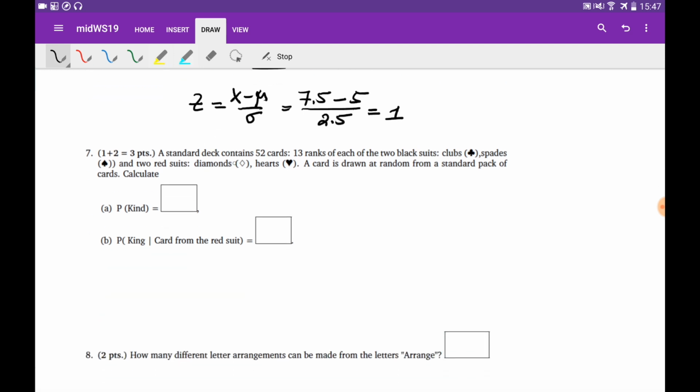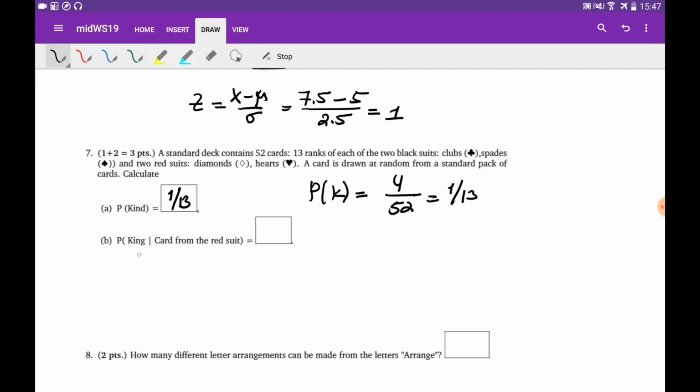So a standard deck of cards contains 52 cards. We are required to find the probability that if we choose one card, it is going to be a king. So the probability of choosing a king is equal to the number of kings in a standard deck divided by the number of cards, which is going to be 1 over 13.